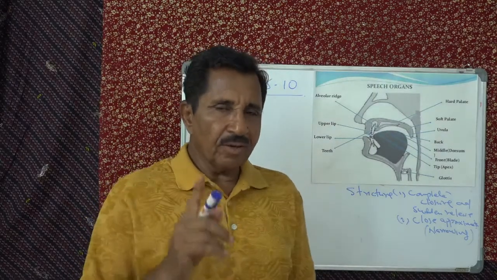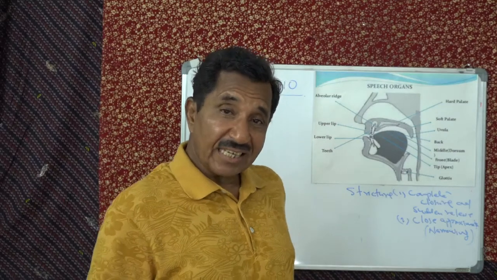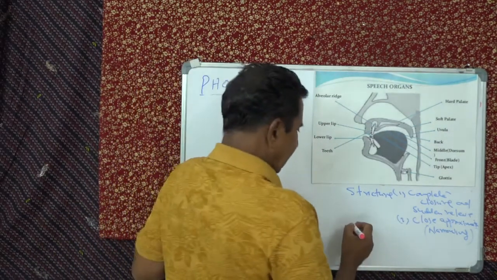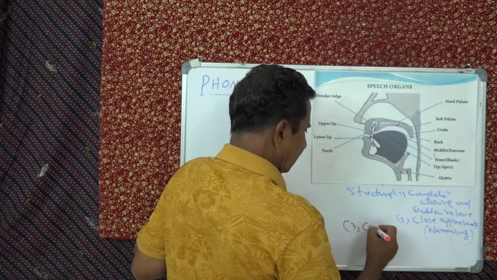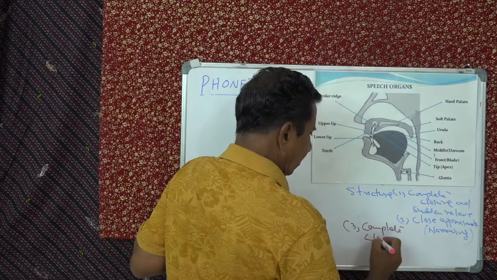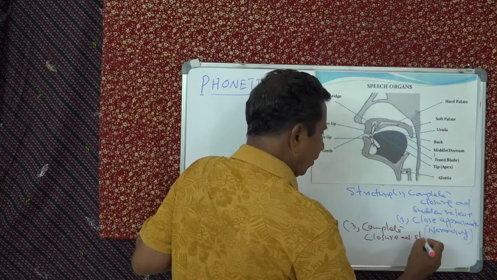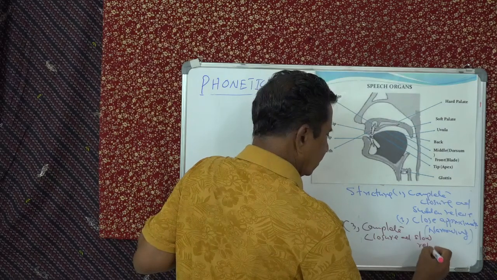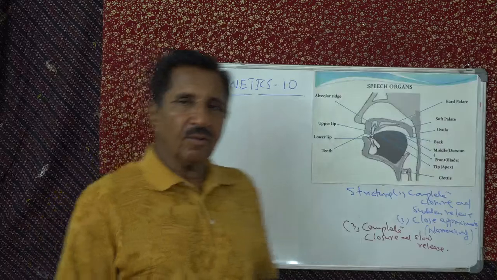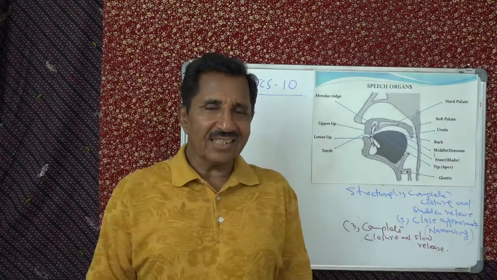Alright? And today you will see the third stricture, and that is complete closure and slow release. You close completely, and at the same time you release slowly. Understand? See that?